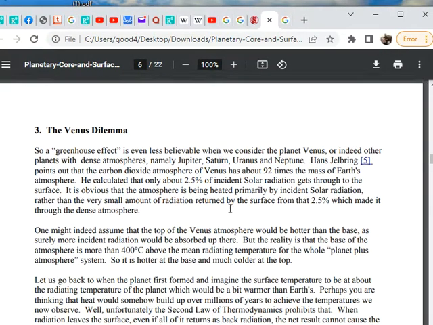And we'll go on to section 3. The Venus dilemma. So a greenhouse effect is even less believable when we consider the planet Venus, or indeed other planets with dense atmospheres, namely Jupiter, Saturn, Uranus, and Neptune.